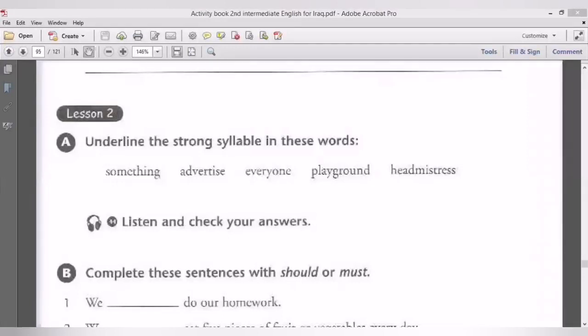Track 44. Something. So which syllable is stronger in something? How many syllables do we have in the word something? Yes, you can answer me, Dima. Something. You should say, if, for example, it is the first syllable or the second syllable, but you're just mentioning the letters. We are speaking about the syllables, not the letters, okay?